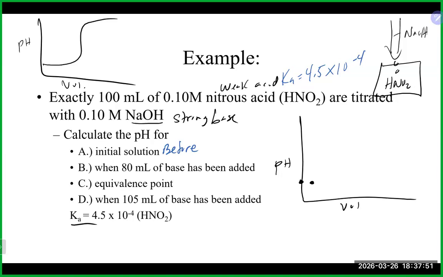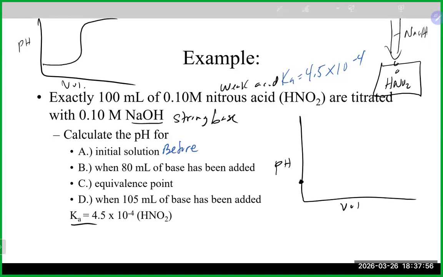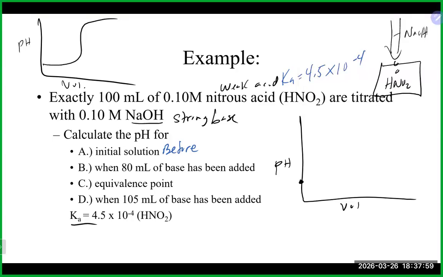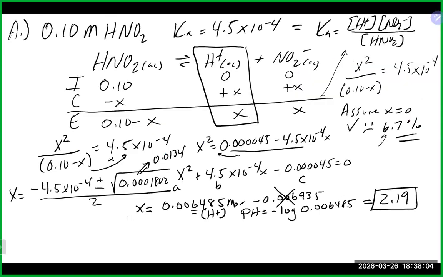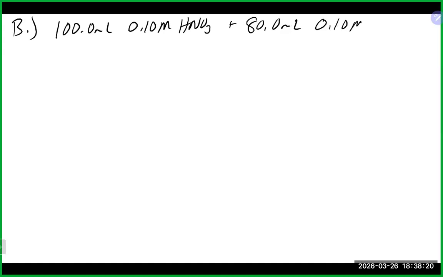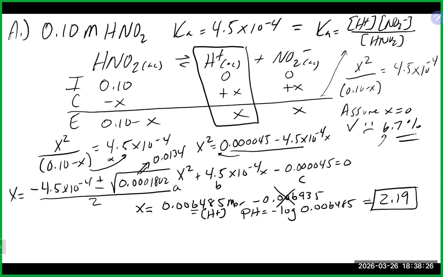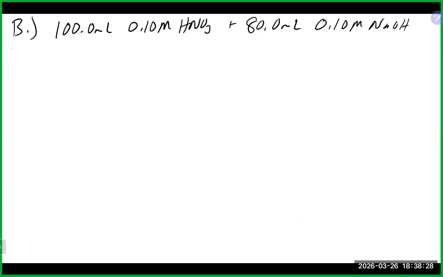All right, now part B, we want to know what is the pH here once we add 80 milliliters of the base. So obviously we are going to start our titration at this point. We're going to get a reaction, so 80 milliliters of our base. So in part B, we have 100 milliliters of our 0.1 molar nitrous acid, and we're going to add 80 milliliters of our 0.1 molar sodium hydroxide. It obviously is the same weak acid, so we'll use the same Ka value, 4.5 times 10 to the minus 4.